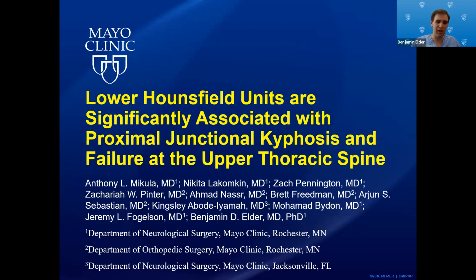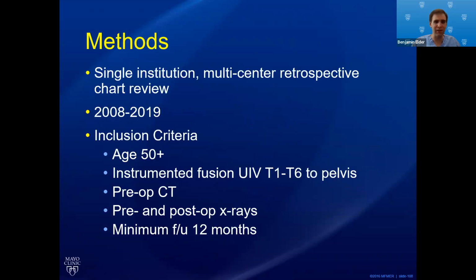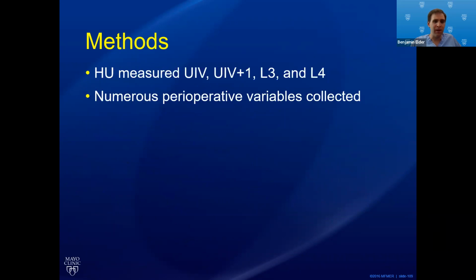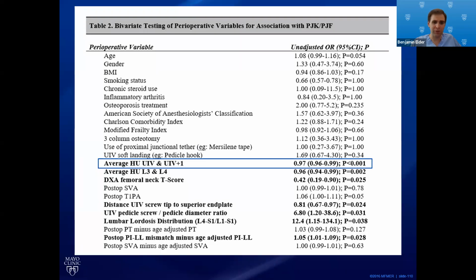We then recently repeated this in patients with upper thoracic constructs, which was just accepted in Spine. And so again, similar criteria, but looking at patients with a T1 to T6 UIV. And so we measured Hounsfield units in the same areas. So based on this, we also found that Hounsfield units at the UIV and UIV plus 1 were significantly associated with PJK and PJF.